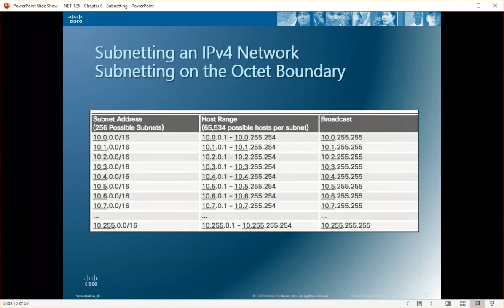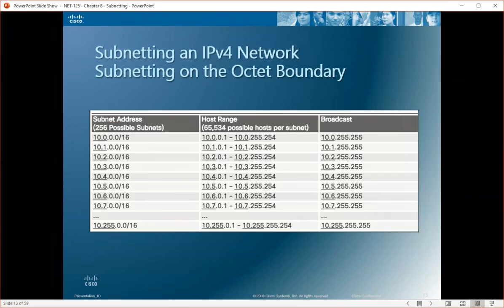Now, we have 10.0 going from 0.1, because we have to start at the first host, up to 255.254. We have to leave 1 at the end for the broadcast. And that is one subnet with 65,534 hosts. And we see that repeated through all 256 possible subnets.